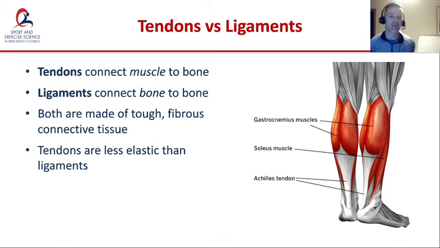We've also got ligaments in our body. They are similar to tendons in that they are both connective tissue that join structures together. However, tendons connect muscle to bone, as we've said a couple of times. Ligaments connect bone to bone.